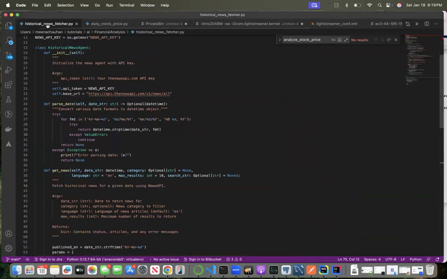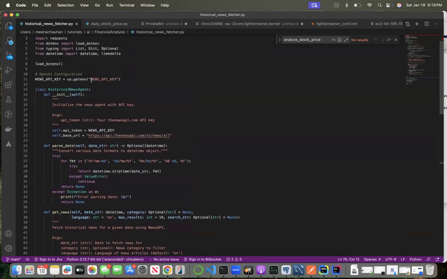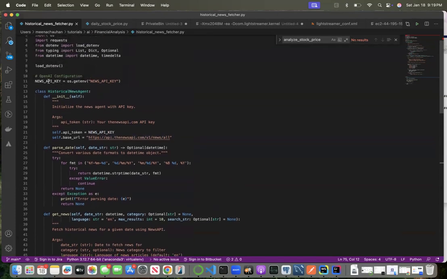we did the historical news fetcher, wherein we used newsapi.com. Hopefully, if you have followed along, you have created an account at newsapi.com, have the API key downloaded, and saved it in the .env file.